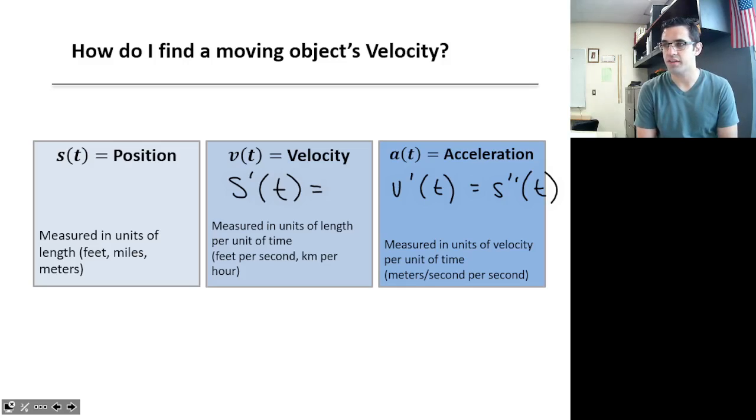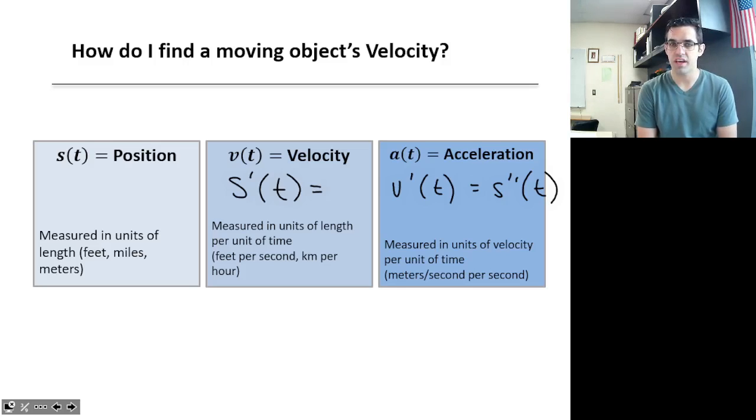Acceleration is measured as change in velocity over change in time. And so the derivative of the velocity function is acceleration. So v prime of t would be a of t. Or since velocity is the derivative of position, then we could say the double derivative of our position is our acceleration. Or s double prime of t is a of t.